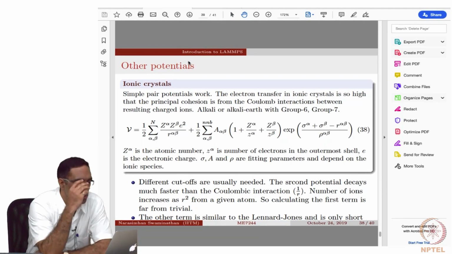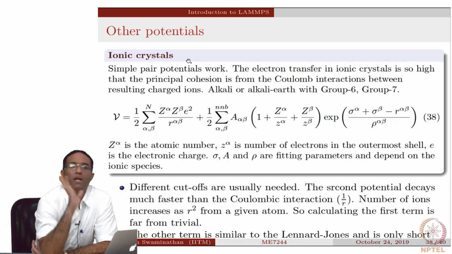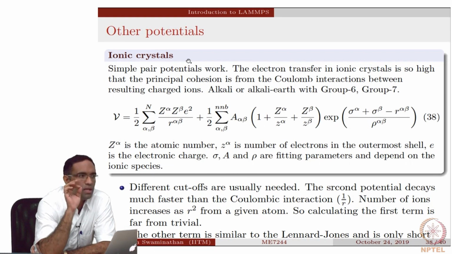Now, the only interatomic potential that we have looked at so far is the Lennard-Jones potential, and it is a pair potential.